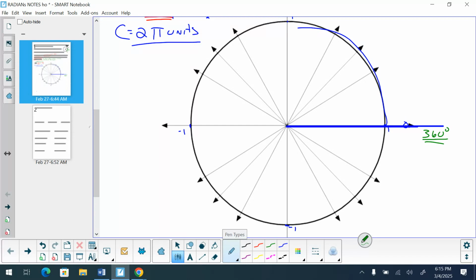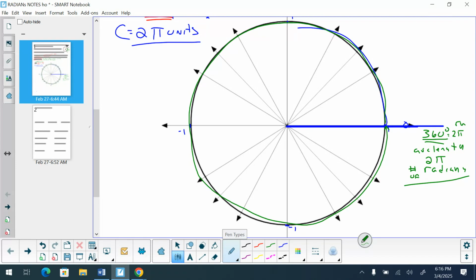And if we take a look at the arc length of the interior of that circle, what we're looking at here is this entire arc length right here, all the way around the circle, which is the circumference of the circle. So our arc length is 2 pi, but this is also our number of radians. So if I go 360 degrees, this is equal to 2 pi radians.